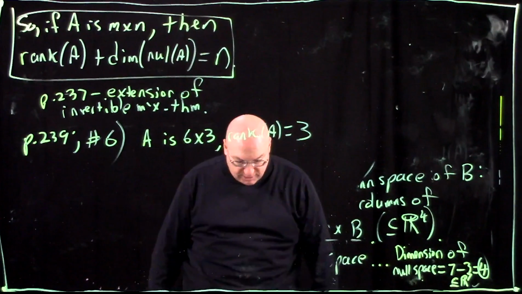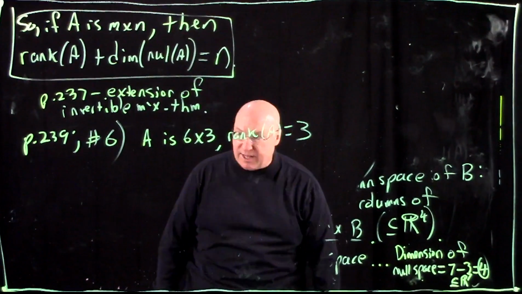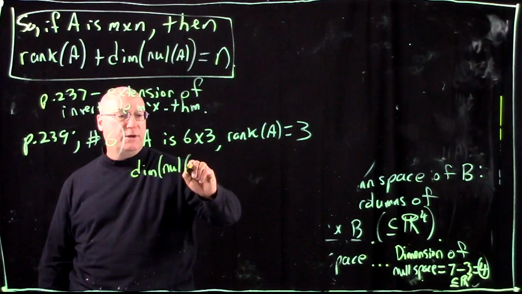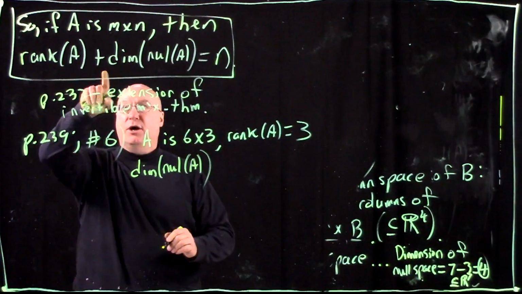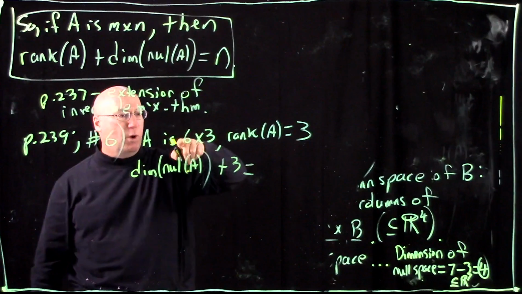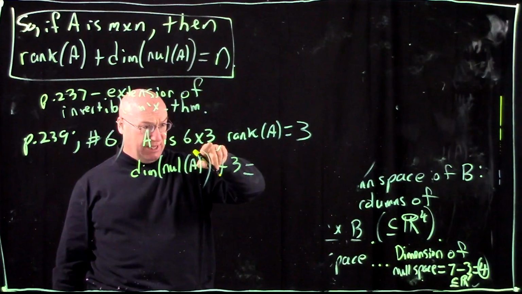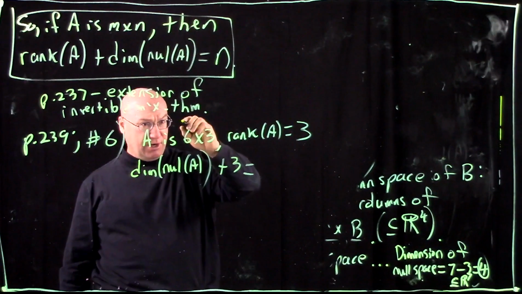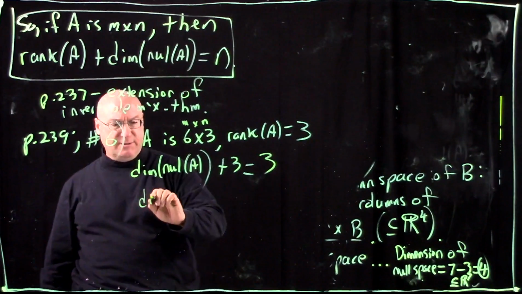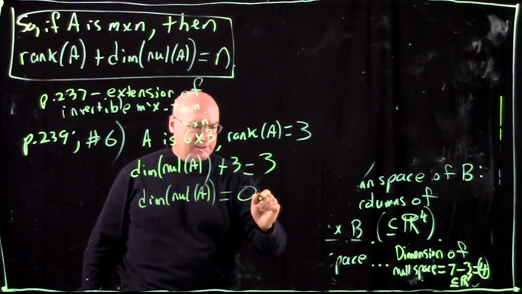Okay, now what does it say here? It says, find the dimension of the null space of A. Well, the dimension of the null space of A plus the rank better equal n, and what is n? Excuse me, 6 is the number of rows, 3 is the number of columns, so this is m by n. So it has to equal 3. So the dimension of the null space of A is 0.